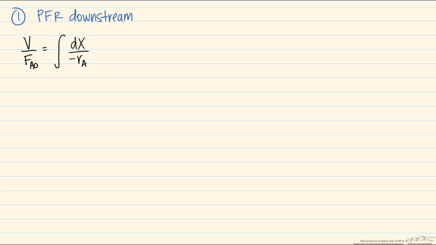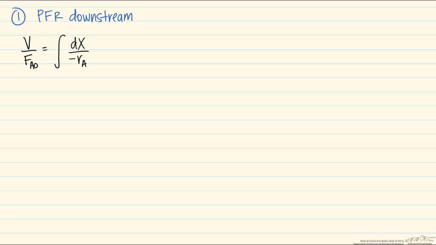In the case of a plug flow reactor, we have the following for our design equation, where it looks fairly similar to a CSTR, but it's differential in nature because of the fact that the reaction rate changes down the length of the reactor, as we talked about previously.